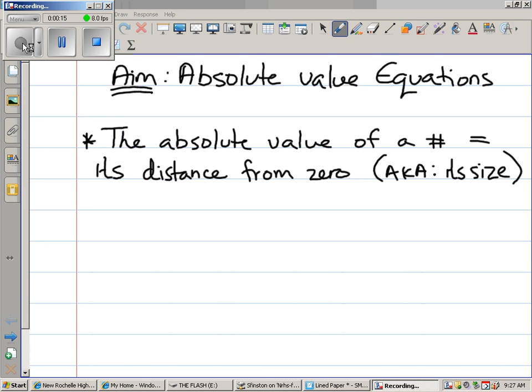Absolute values can never equal a negative number. Negative really tells you which direction you're going. Negative is left on the number line. So the absolute value always equals a positive number because it tells you its size.